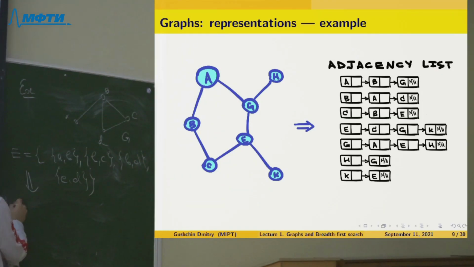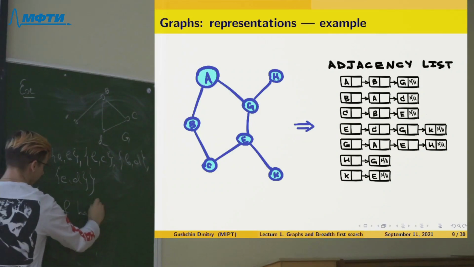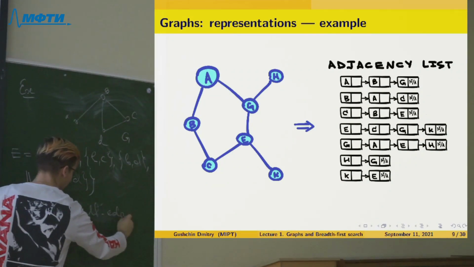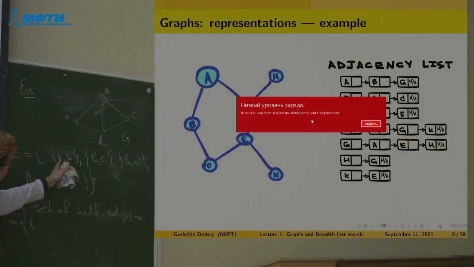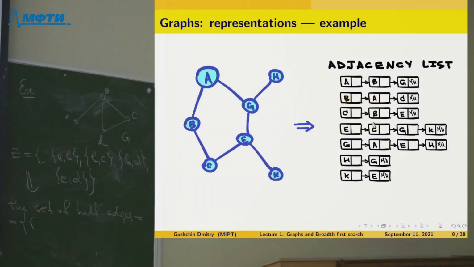And the set of half edges: we remember A, and we remember the edge that has endpoint equal to A. I need to connect with chargers. One second, please.